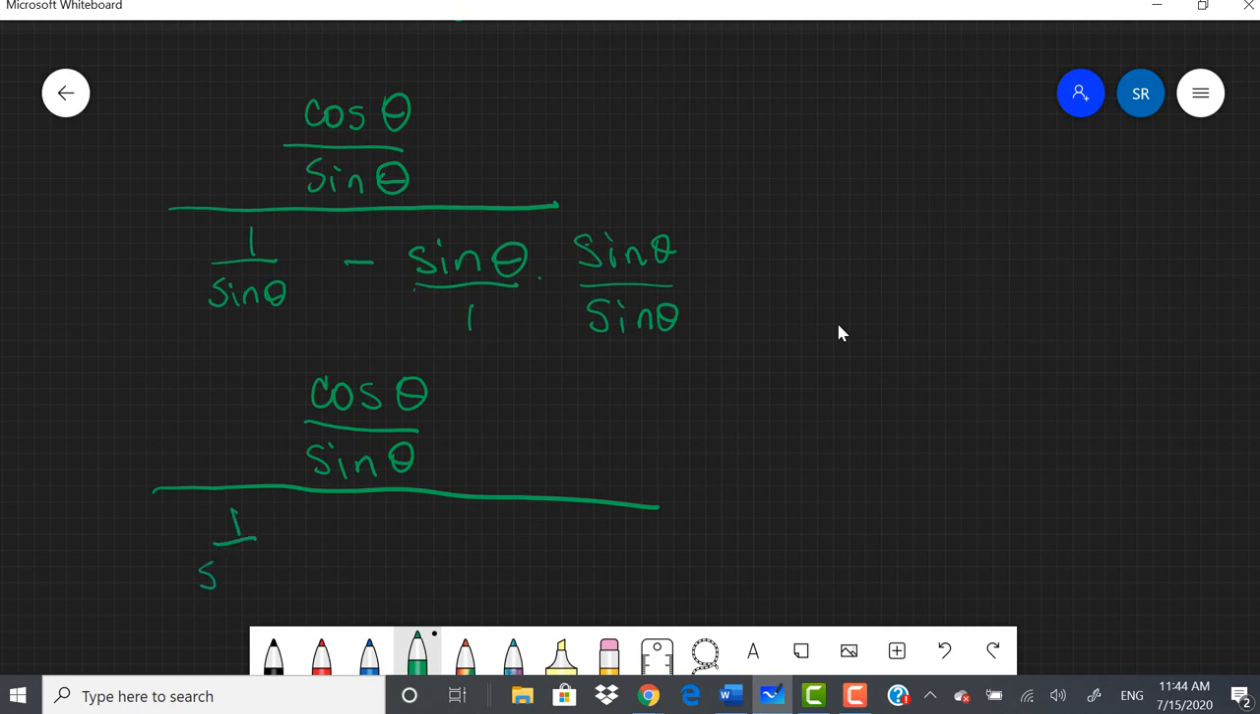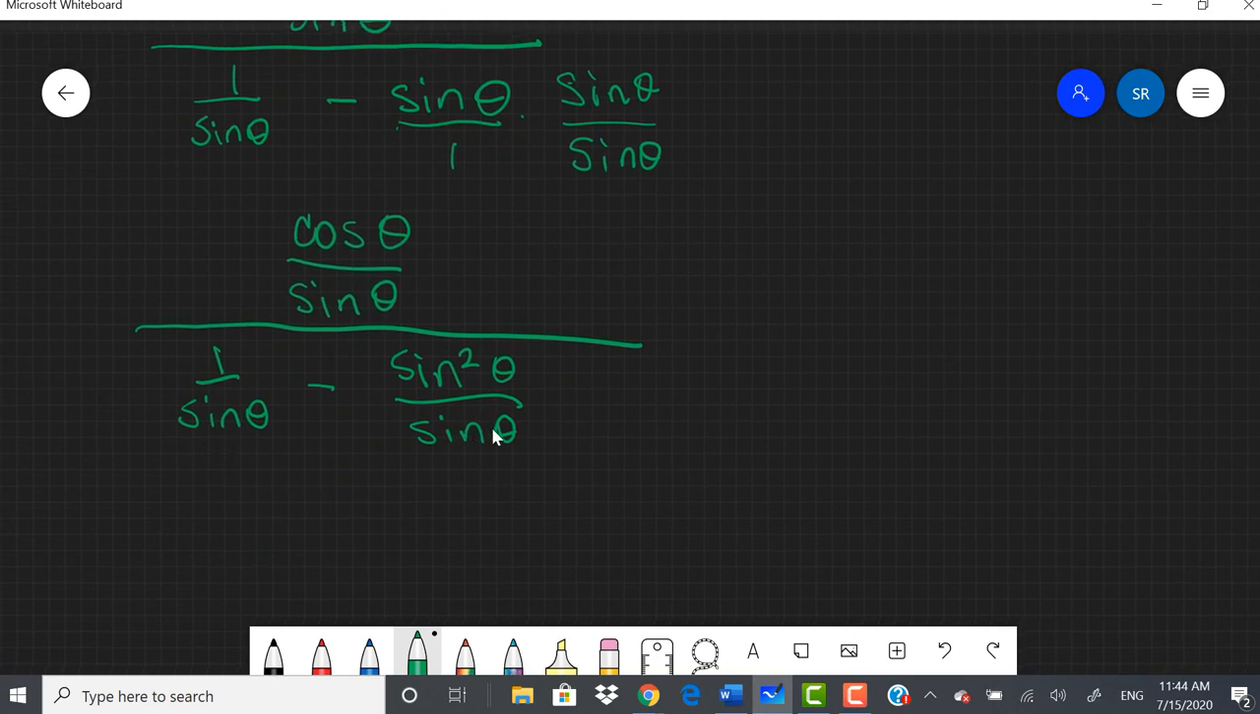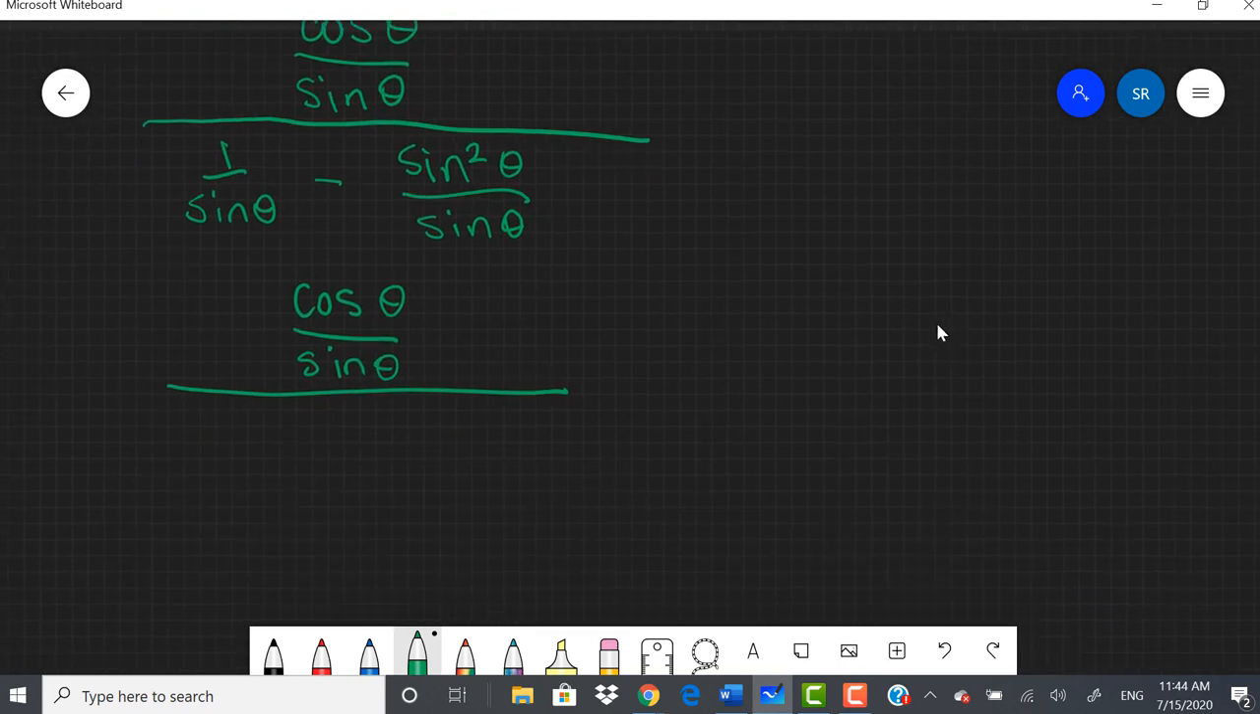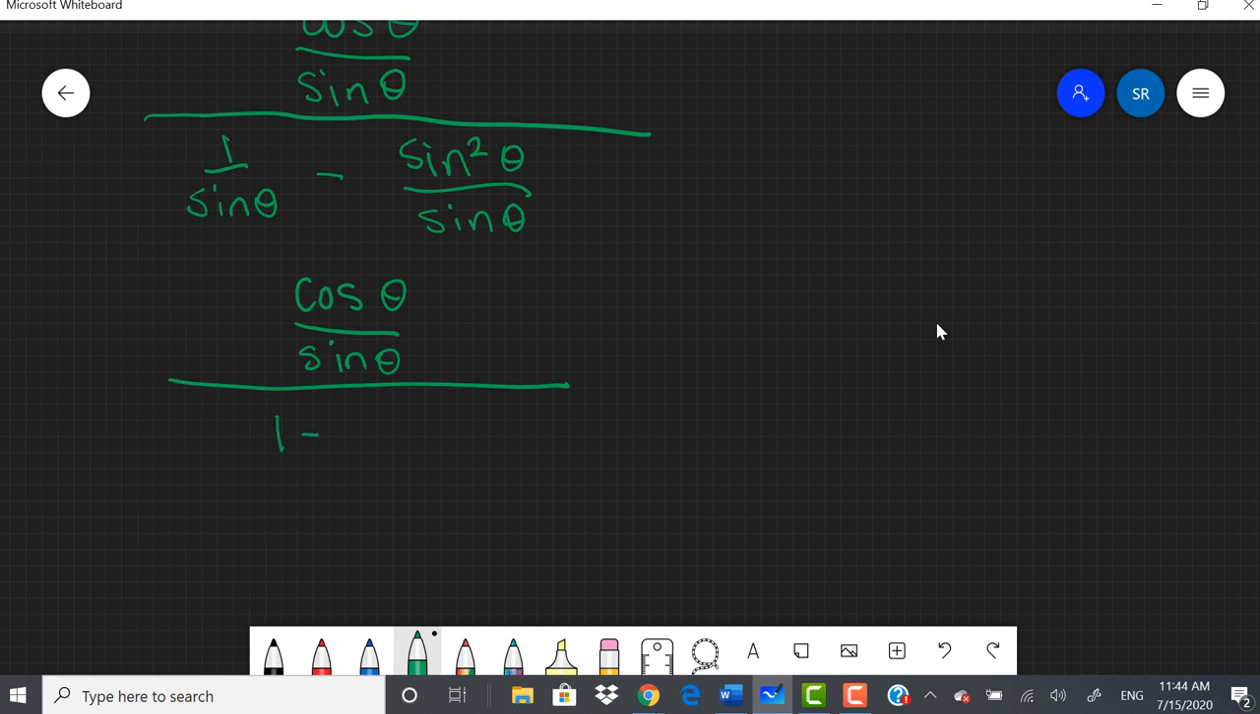So now I have 1 over sine theta minus, this becomes sine theta times sine theta, or sine squared theta, all over sine theta. Now my denominator has like terms, so I can go ahead and combine those so that it is only one fraction. I'm doing nothing to my numerator again. Cosine over sine is going to stay. And this is all over one fraction: 1 minus sine squared theta over sine theta, the common denominator.